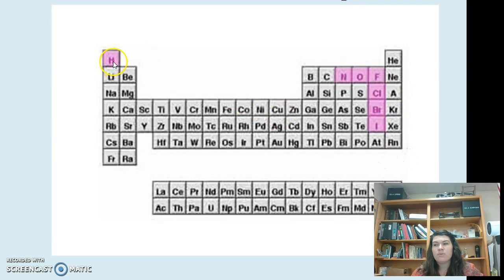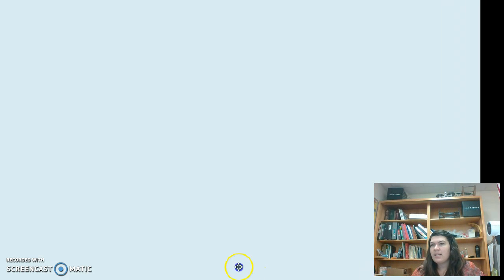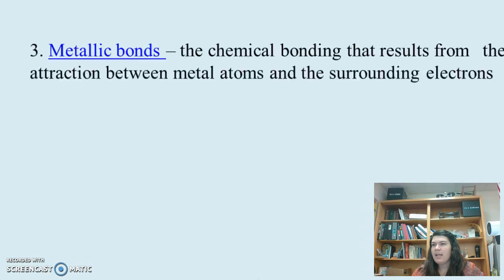And all that means is when they are just by themselves, it's H2 or N2 or O2 or F2 or Cl2 or Br2 or I2. This is going to come up next chapter when we write chemical equations. So make sure you have these written down somewhere so when I talk about diatomic molecules, you know what I'm talking about.